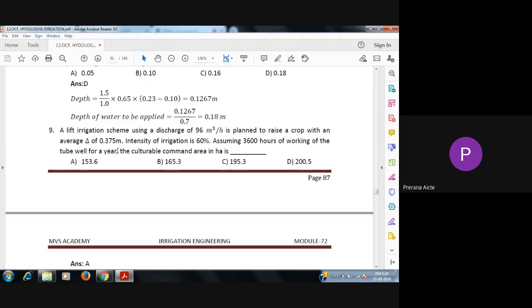First, understand the problem. A discharge of 96 meter cubed per hour is planned for raising the particular crop. The total depth of water required, delta, is equal to 0.37 meters. The intensity of irrigation is only 60%. The tube well works 3,600 hours in a year. The cultivable command area in hectares is?